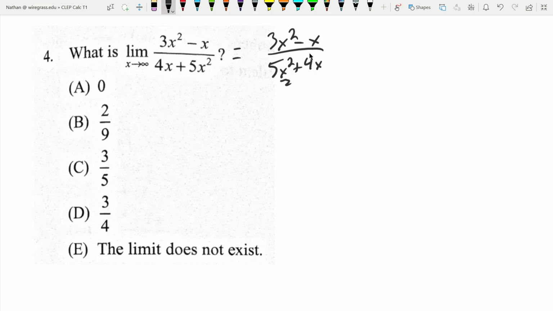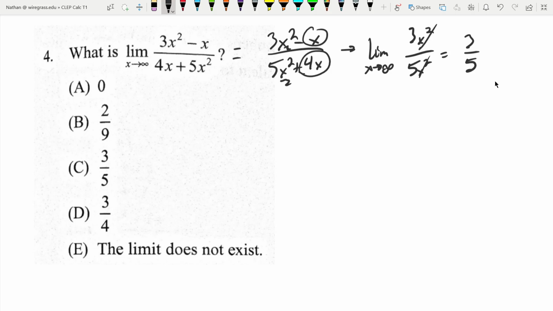And x squared and x squared, they both grow in the same way, the same rate. When you get off to infinity, these two portions here don't change anything really. So you can think of this as the exact same thing as the limit as x approaches infinity of 3x squared over 5x squared. But of course, with x squared and x squared on top and bottom, the limit just becomes 3 over 5. And that's the answer. It's going to be C.